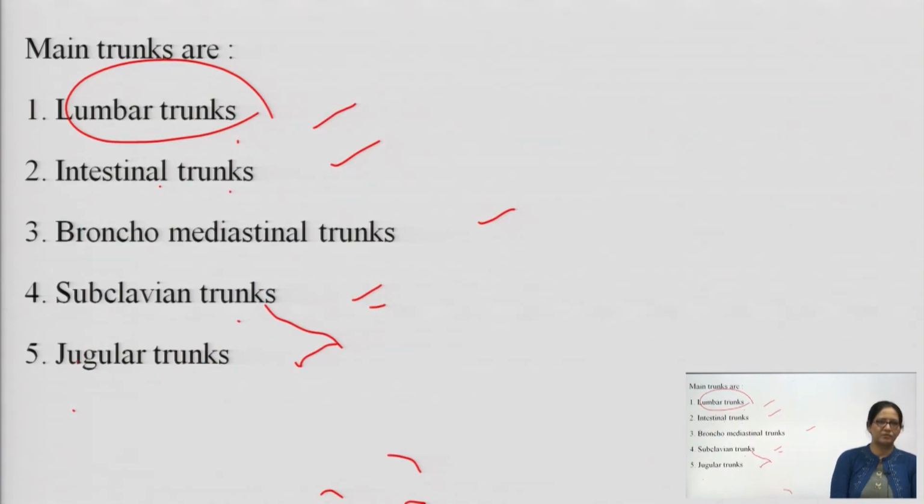So we have 5 types of trunk mainly, according to the collection of the lymph: lumbar trunk, intestinal trunk, bronchomediastinal trunk, subclavian trunk, and the jugular trunk. Lumbar trunk collects the lymph from the lower part of our body. Intestinal trunk receives the lymph from the intestinal region like the stomach, pancreas, and the spleen. Bronchomediastinal trunk collects the lymph from the upper part of our body. Subclavian trunk collects the lymph from the subclavicular region, and the jugular trunk collects the lymph from the neck region.